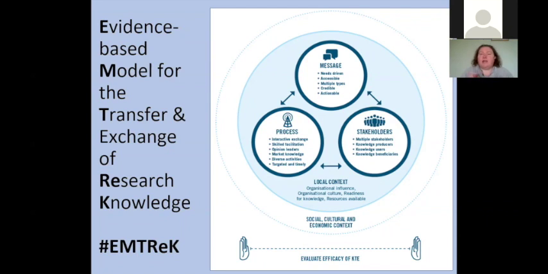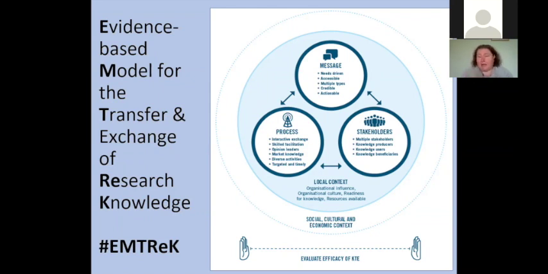And also they are not singular. Any research project will have multiple messages that are relevant to multiple stakeholders at different stages of the process. So we wanted to try and move away from this idea that there was a very simple linear process of message, stakeholder, process, done. That projects have multiple messages for multiple stakeholders and may require multiple processes to engage them. So they were those 3 core components.